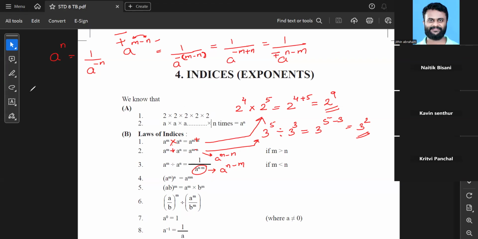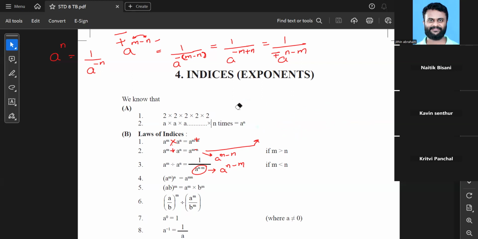Don't worry. I'm just erasing this. I'll just take a random example. Don't worry about where positive will come and where negative will come. It doesn't matter. In the case of laws of indices, it actually doesn't matter. But while writing the final answer, maybe we'll have to make some arrangements, which I'll discuss later while solving the problems.